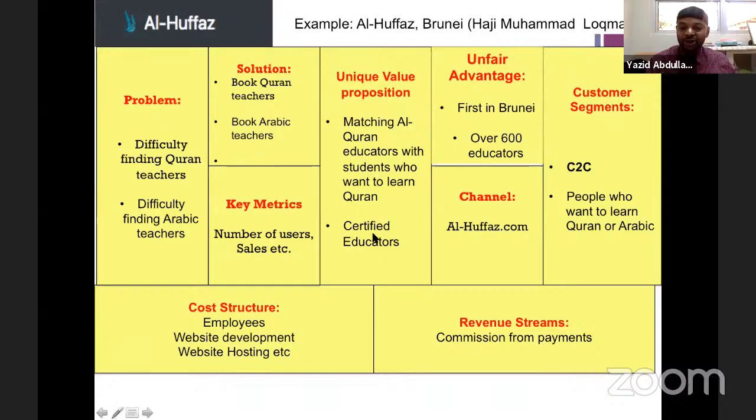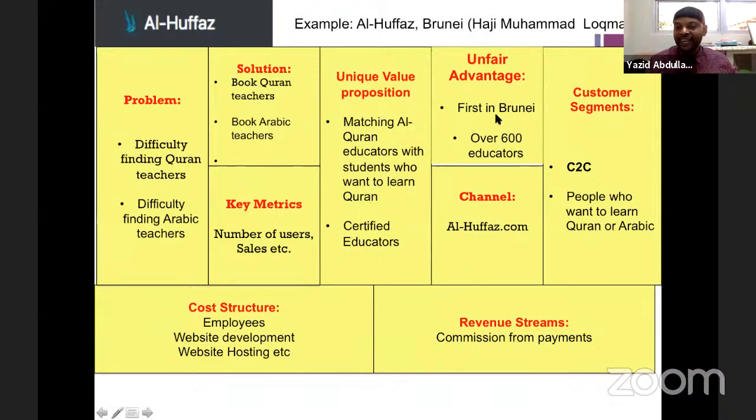And they also allow only certified educators. The main channel through which people reach Al-Hufaz is alhufaz.com. But remember, on the channel, you can also add others. If you use Instagram, you can add Instagram. If you have Facebook as another channel, you can add it. So all of the ways, if you have a shop, you can add that here. You can use both direct and indirect channels.